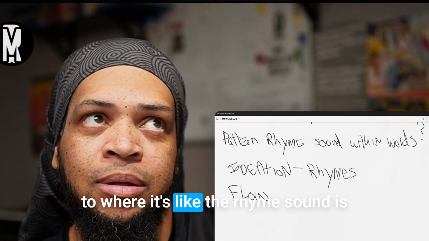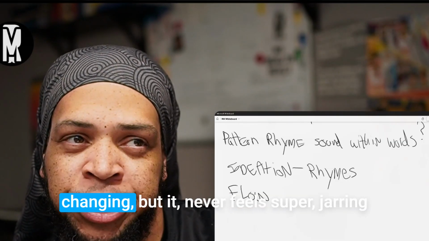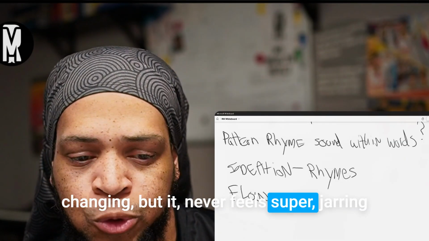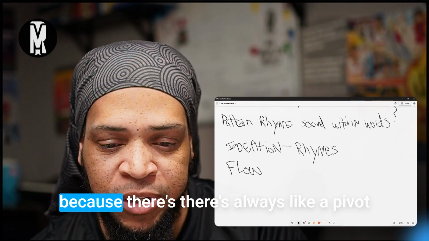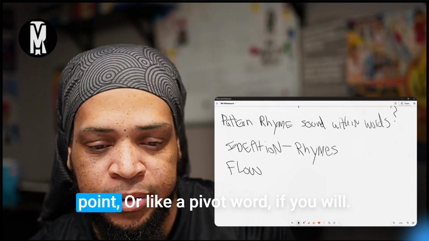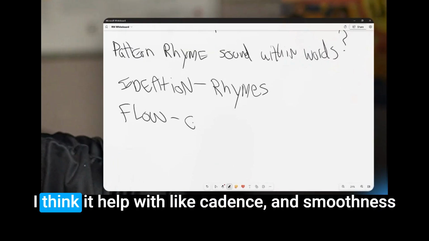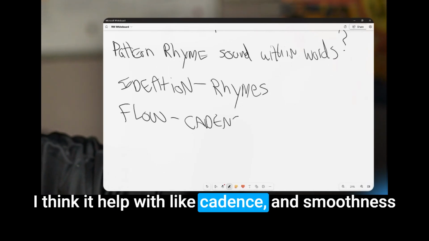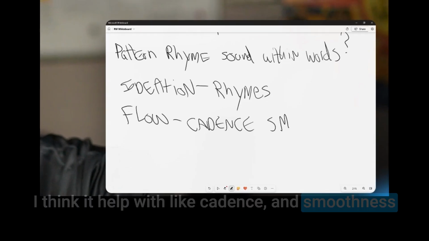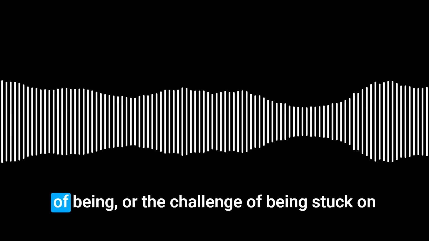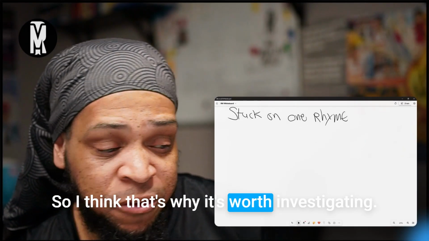Where the rhyme sound is changing, but it never feels super jarring, because there's always a pivot point, or a pivot word, if you will. I think it could help with cadence and smoothness. And I think it could just help with the challenge of being stuck on one rhyme. So I think that's why it's worth investigating.